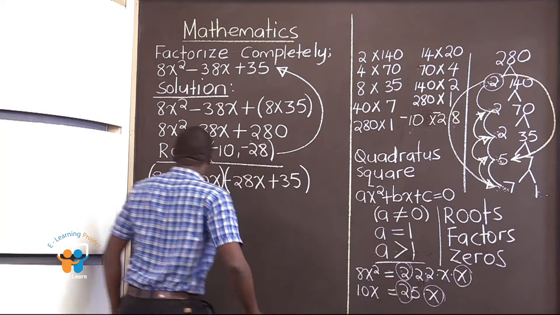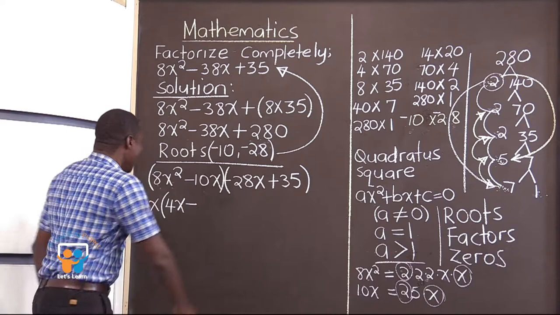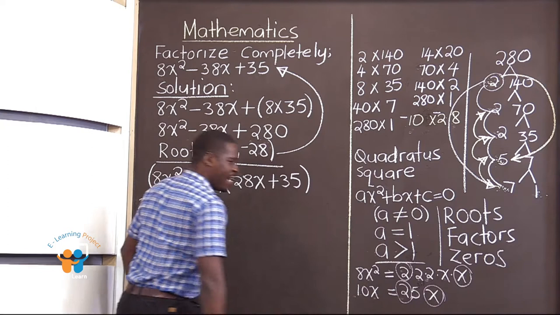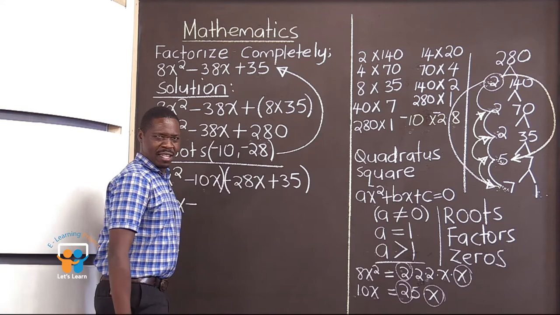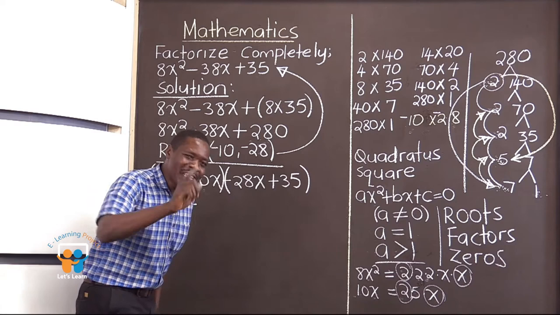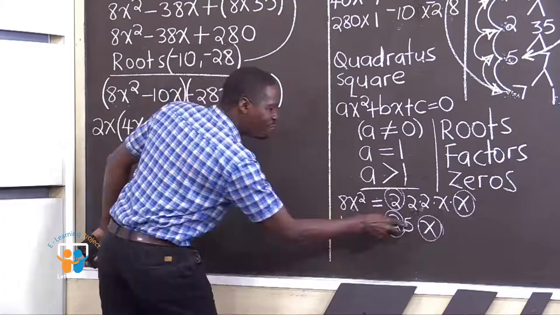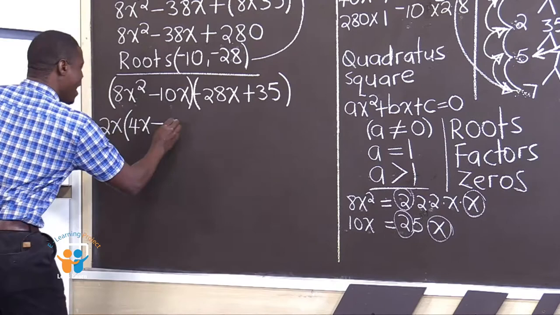So which means we have a 4x there, minus. In a 10x, which had a 2, a 5 and an x, we pulled out a 2 and an x. What do we remain with? Not a 5 alone and a 6. Someone is saying a 5 and a 6. Not a 5 and a 6. It is only a 5. So we have a 5 there. So minus a 5. Wonderful.